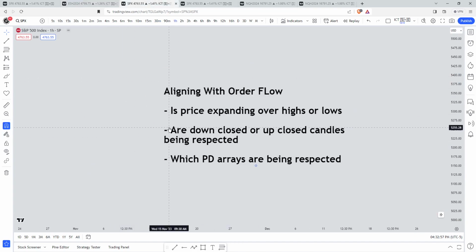And that's why we're going to be talking about aligning yourself with order flow. Is price expanding over highs and lows? Are down close or up close candles being respected? And which PD arrays are being respected? Okay, so are bullish breakers, fair value gaps, order blocks being respected, or bearish PD arrays? These things help me gauge institutional order flow.